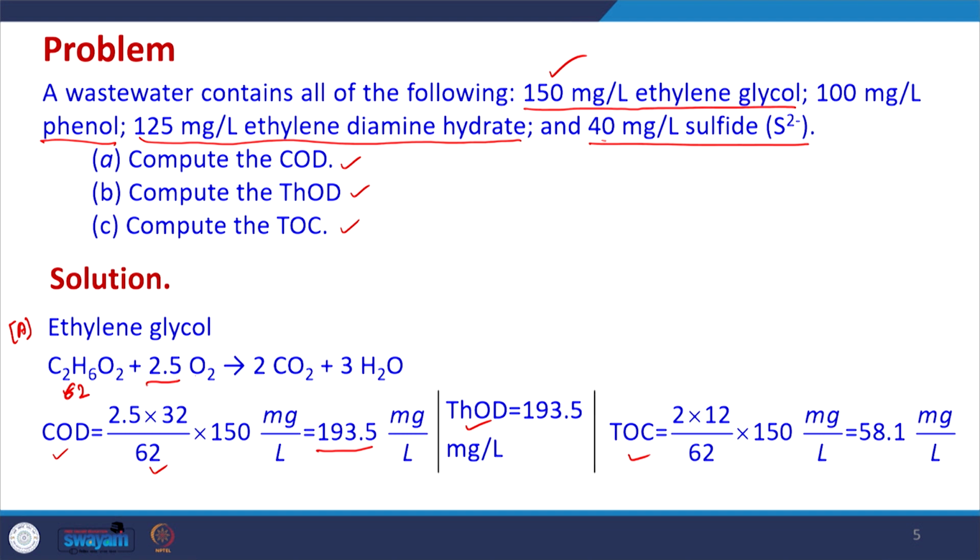Now, for the TOC value, we can see that the molecular weight of 62 contains 2 carbon atoms. So, that means 2 into 12 divided by 62, which is the molecular weight of ethylene glycol, into 150, which is the total concentration. So, the TOC value for ethylene glycol is 58.1 if it were present individually. So, this one compound is done.